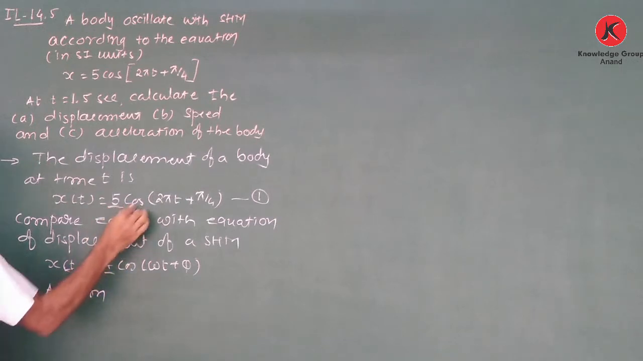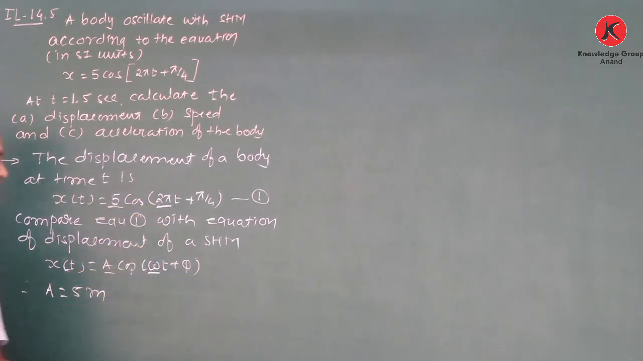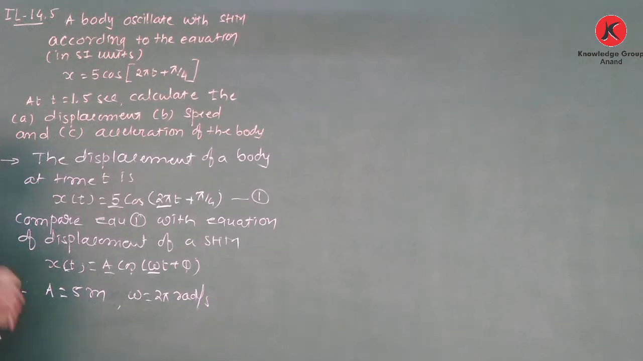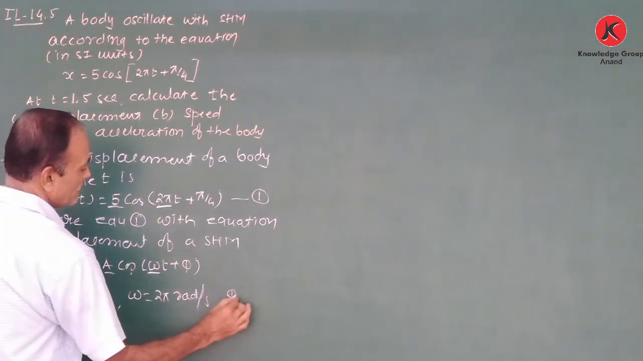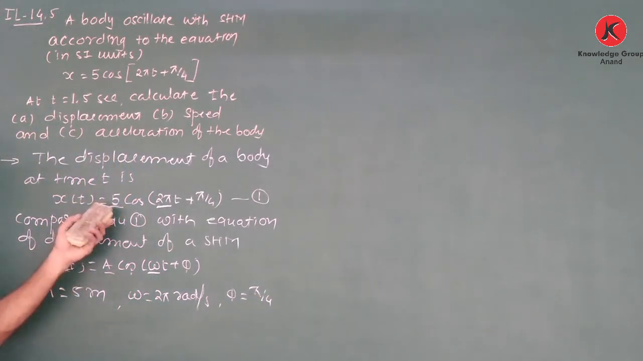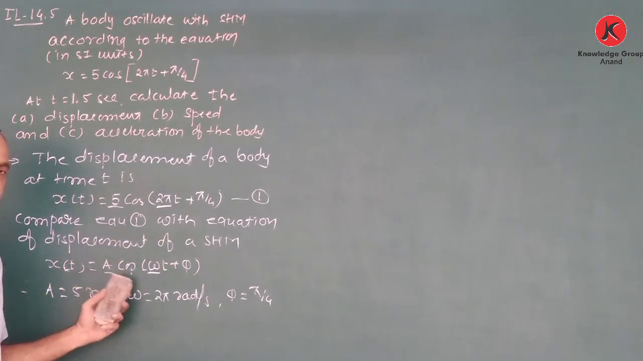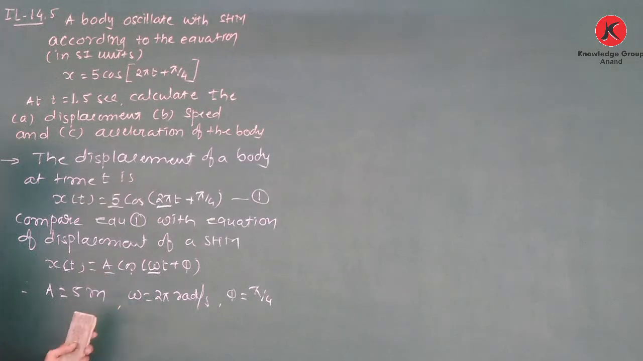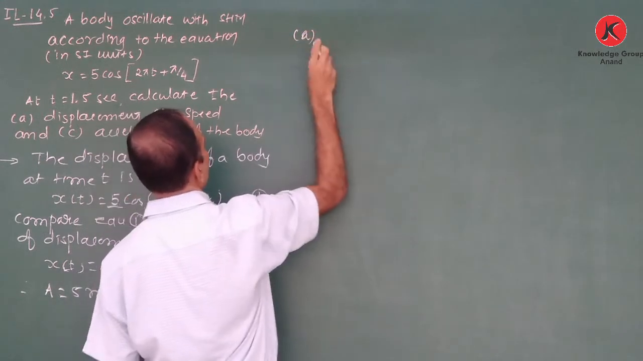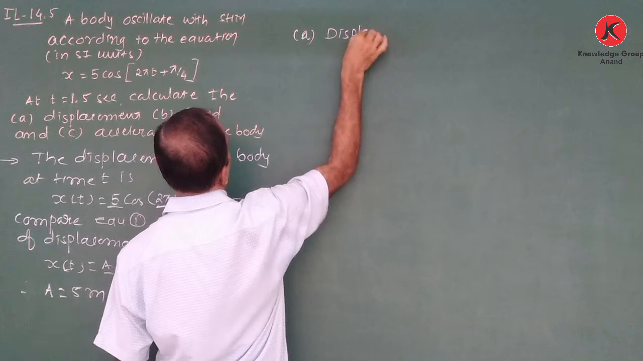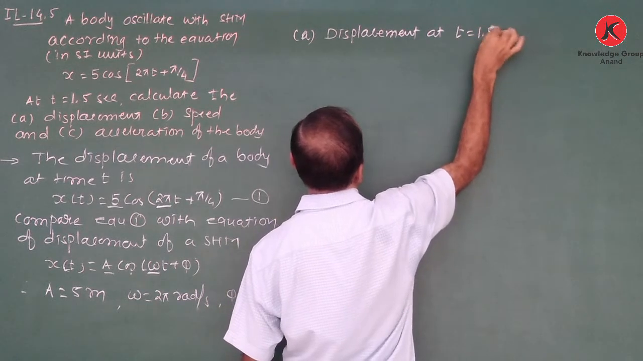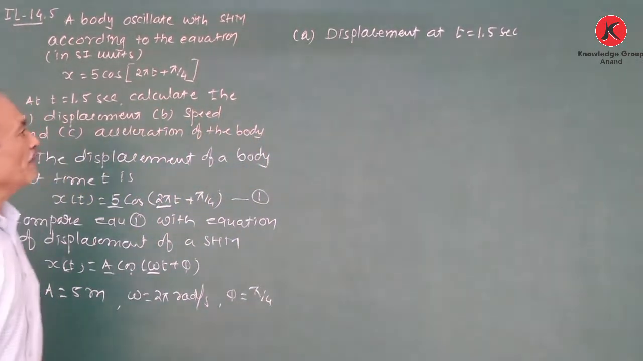Comparing with this, cos as it is, instead of omega, 2 pi, omega is equal to 2 pi radian per second, and t as it is, plus pi by 4, and initial phase phi is equal to pi by 4. Right? Okay. So this type of information is obtained by comparing the given equation with a standard equation of displacement for simple harmonic motion. First we have to calculate displacement at time 1.5 second. Displacement at t is equal to 1.5 second. So how do we obtain it?